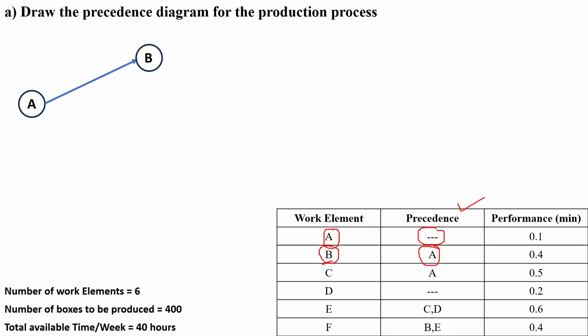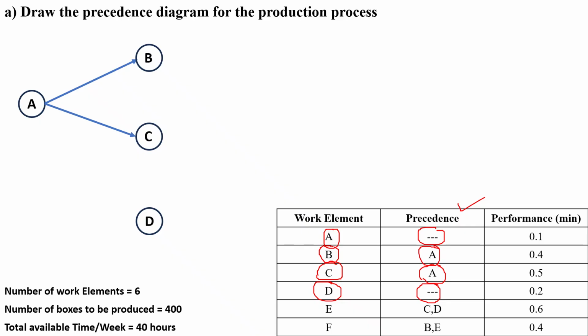Next work element is C. For this, the precedence element is A. So after completion of the work element A, C will start. So draw the work element C like this. Next element is D. For element D, there is no precedence element, so it will start independently. Then draw the work element D like this.